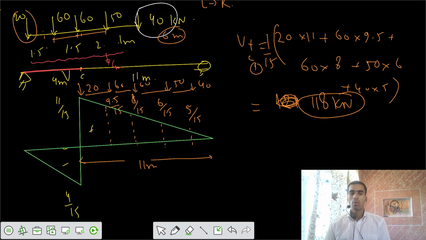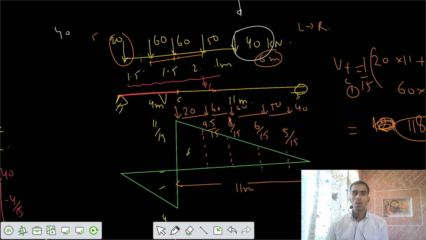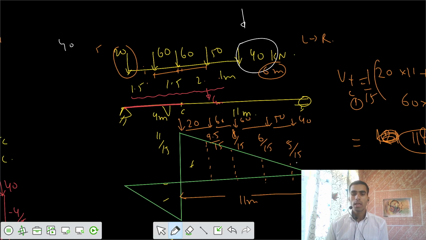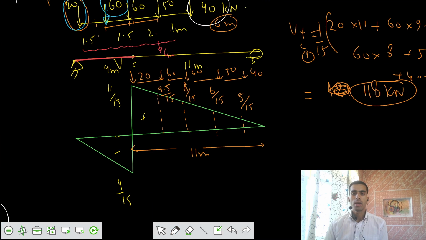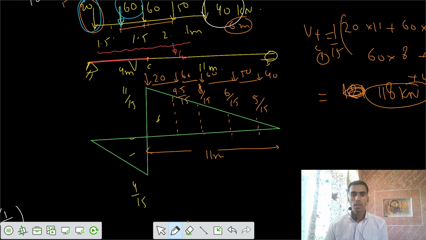Now we'll take one more trial. Because we kept the 20 kilonewton load at the peak, now let's not keep that on the peak. Let's try to keep this 60, because this is the maximum out of these. Let's try to keep this one on the peak. So let's try to keep that 60 on the peak.